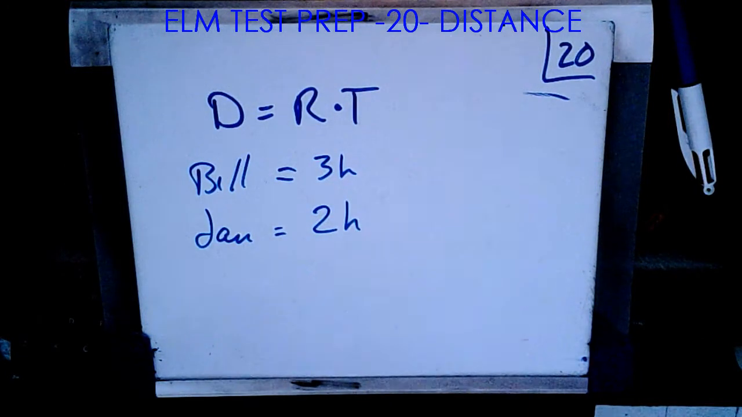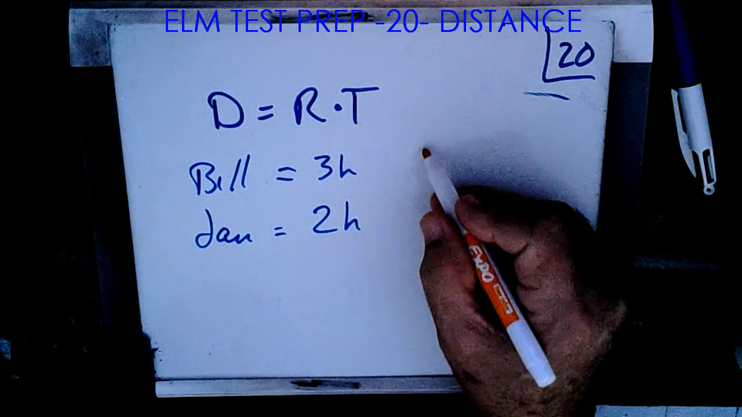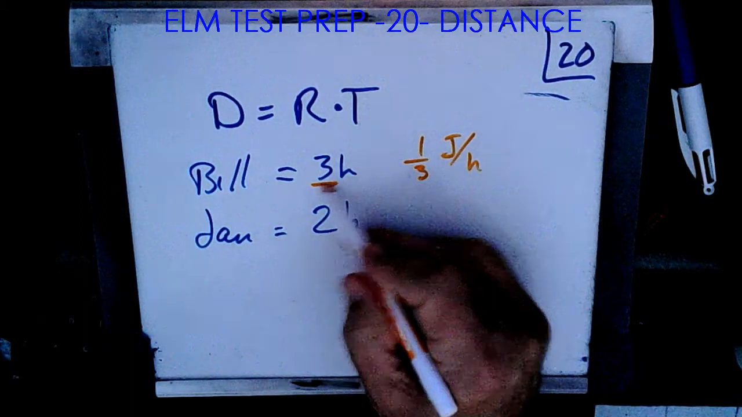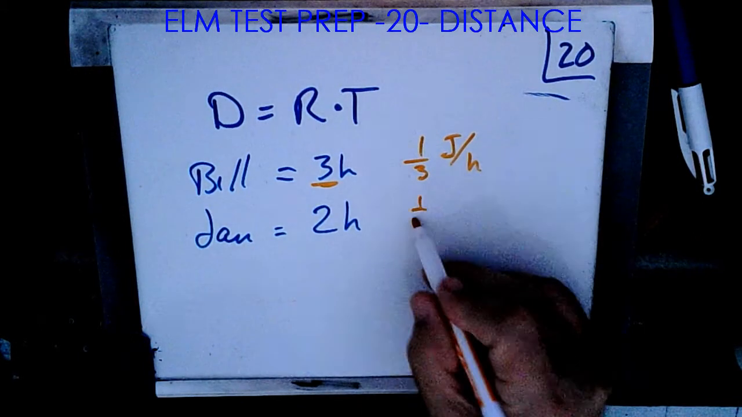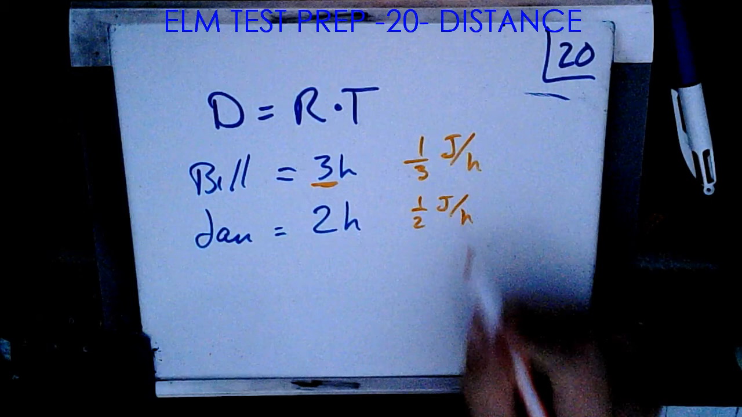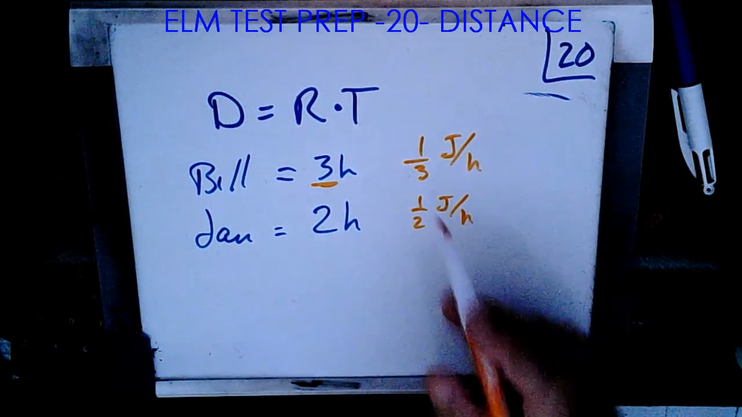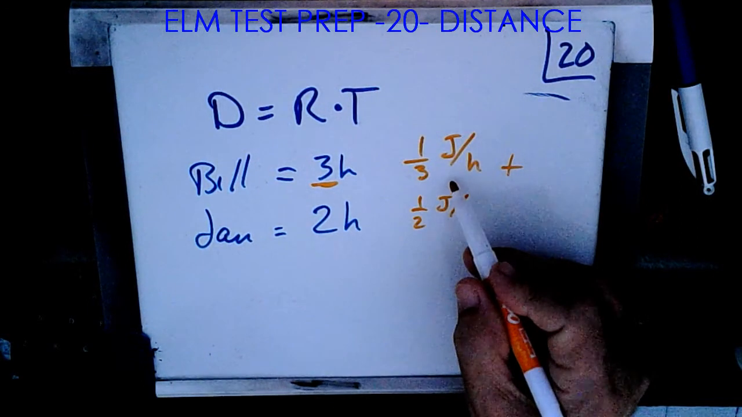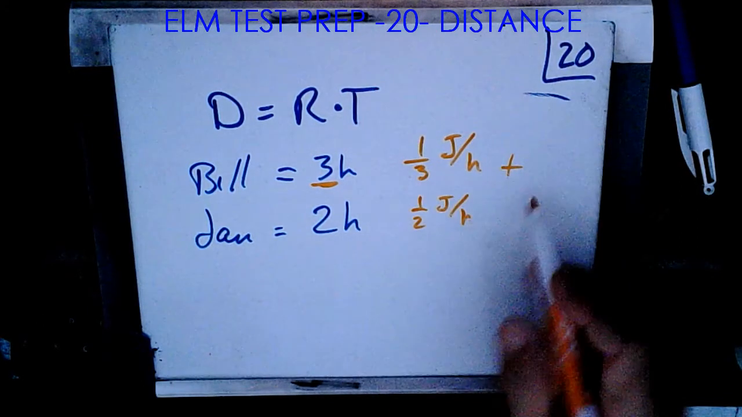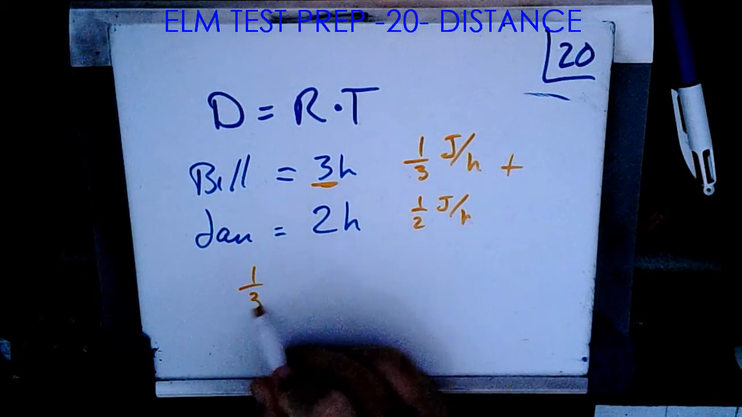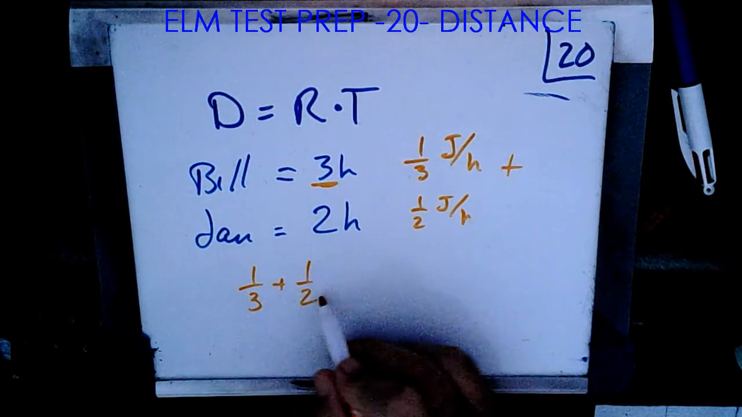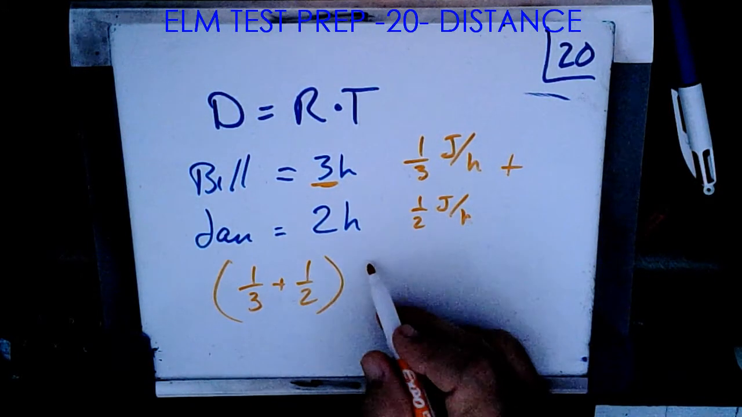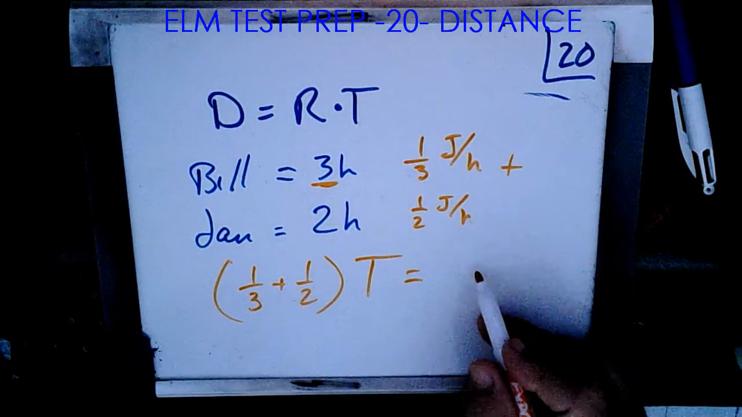And so we ask ourselves, what's the rate that Bill works at? Well, he works at 1/3 of the job per hour. Just invert the 3. Jan works at 1/2 of the job per hour. So if they work together, I'm going to essentially add their quantities. Bill did a certain quantity in the first hour, and so did Jan. So if I add them, I'm going to have 1/3 of the job plus 1/2 of the job, and I want to know what time it takes them to get the job done.